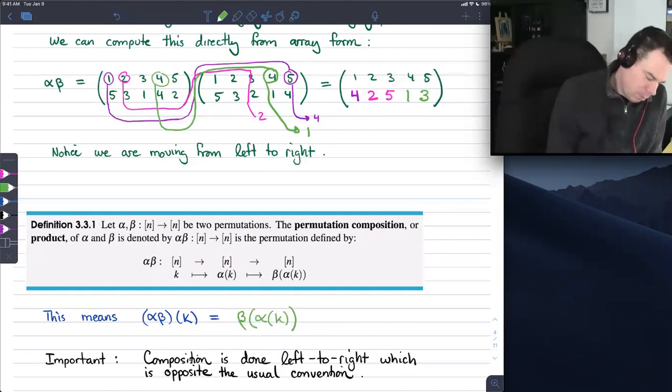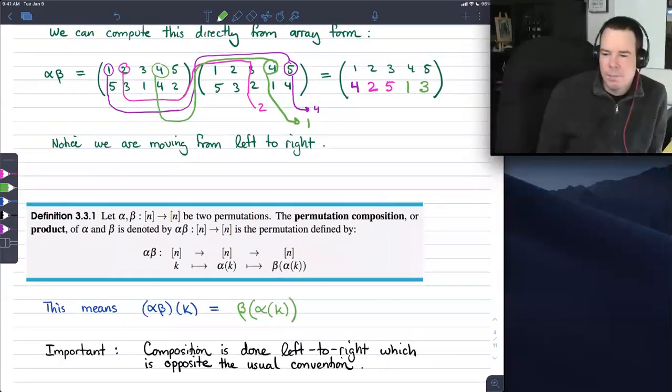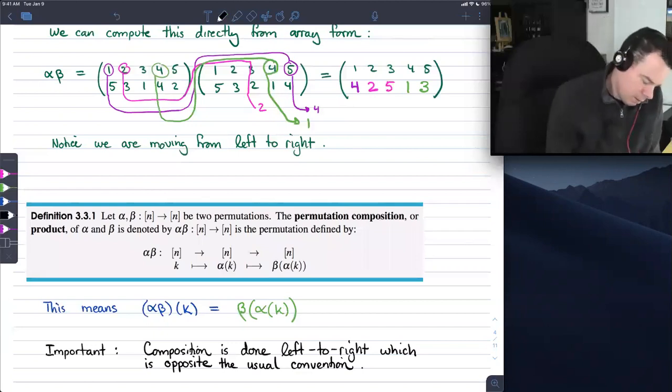So here's the important point to keep in mind. Composition for us is being done from left to right, which is opposite to what you would have done in, for example, calculus or linear algebra. There, function composition means you would start with the function on the right and compose from right to left.